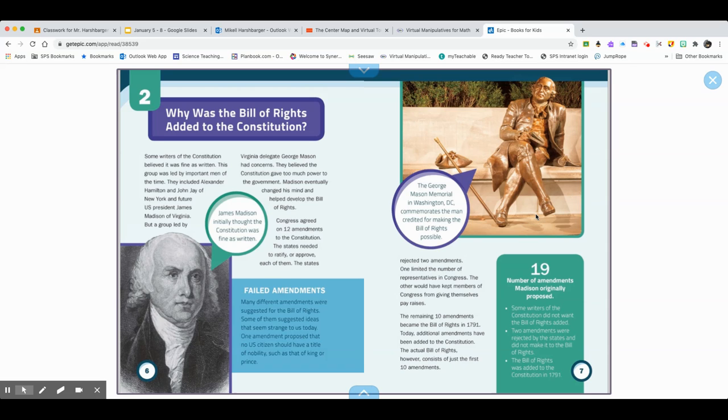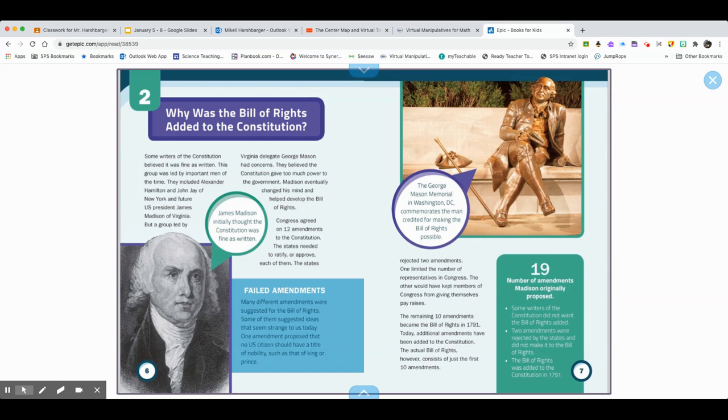Then over here, this looks like a sculpture. It looks like a photograph of a sculpture. And it says the George Mason Memorial in Washington, D.C. commemorates the man credited for making the Bill of Rights possible. So I imagine that this is representing George Mason. And you can see it looks like he's been made out of bronze there. Over here it says failed amendments. Many different amendments were suggested for the Bill of Rights. Some of them suggested ideas that seem strange to us today. One amendment proposed that no U.S. citizen should have a title of nobility, such as that of king or prince.